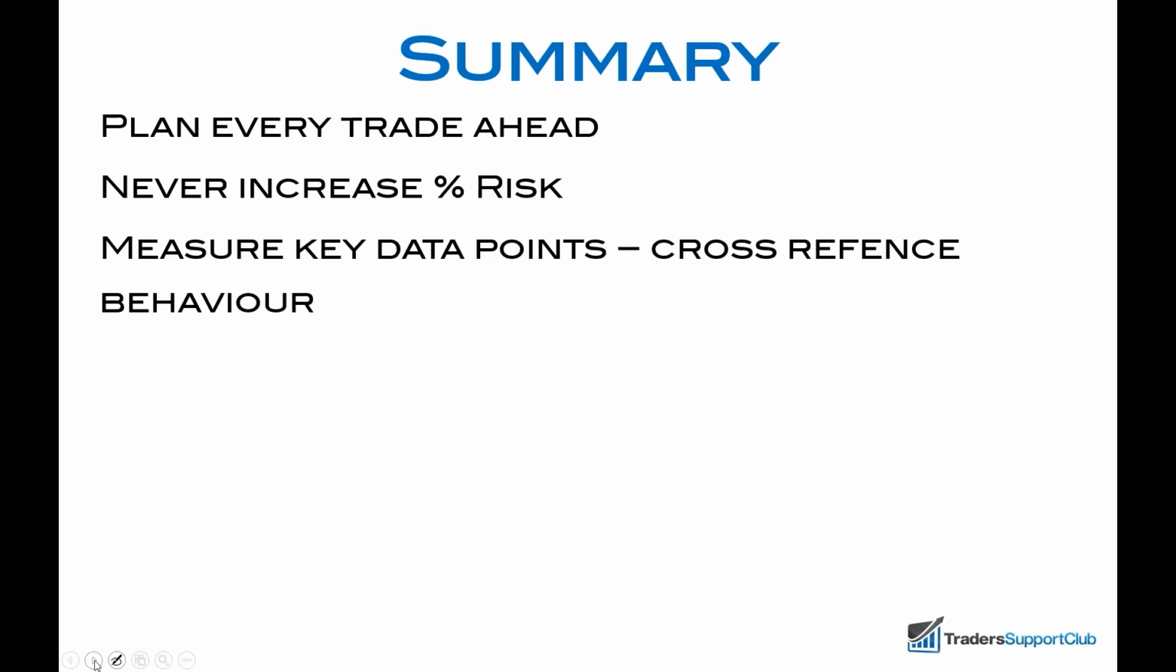Measure the data points that I talked about, and you can cross-check them against your behavior. One of the first things I realized when I started out, after talking to my mentor at the time, was this: I started out as a day trader, and if I had 3 losing trades on a morning, invariably my trade frequency, which averaged between 2 to 3, would go up and I would hit 5, 6, sometimes 8 trades.